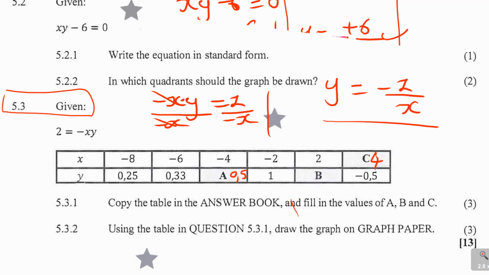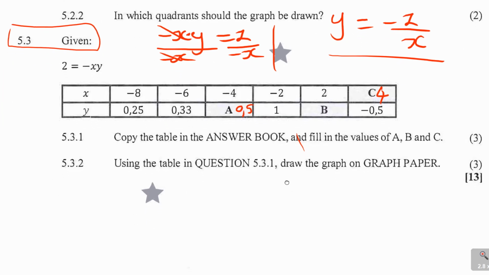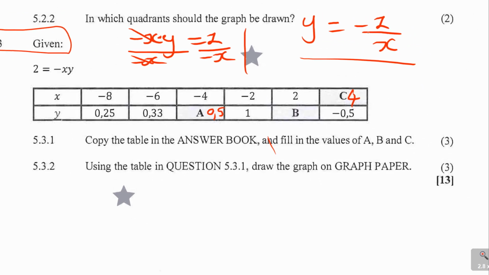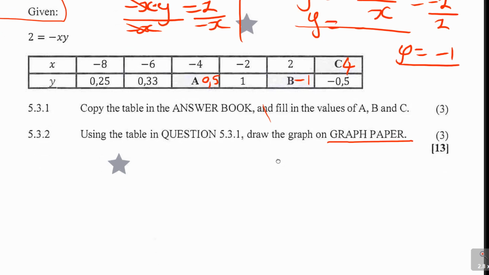Let me just not be more positive. And then it says use, but I can quickly do this and tell you there, because what is happening, I'll say y is equal to negative 2 over my x is 2. So y is equal to actually -1. So here it's -1. So use the table in question to draw the graph on the graph paper.